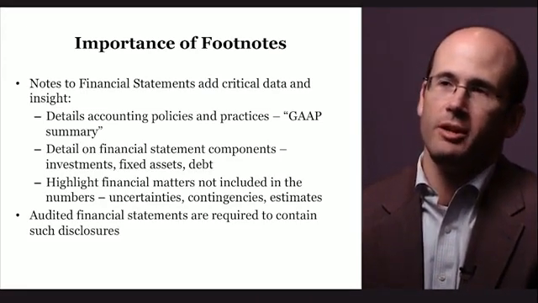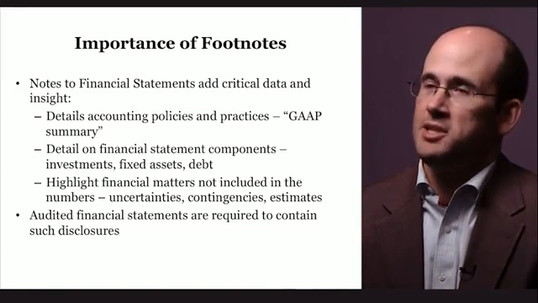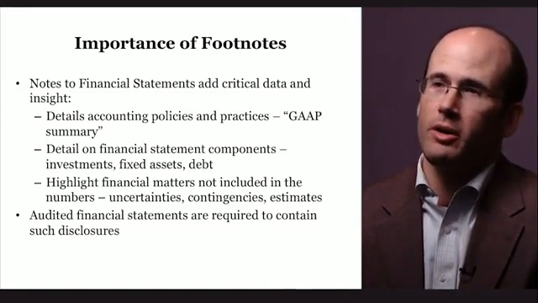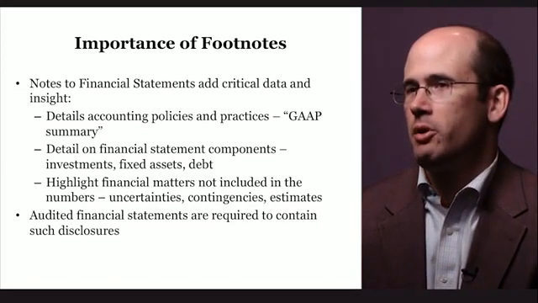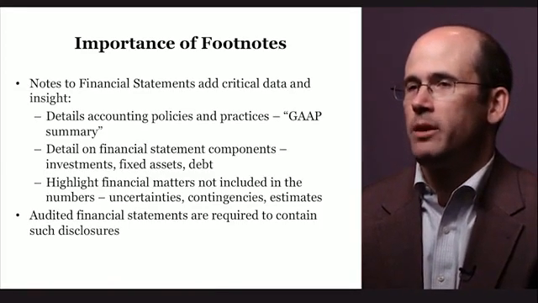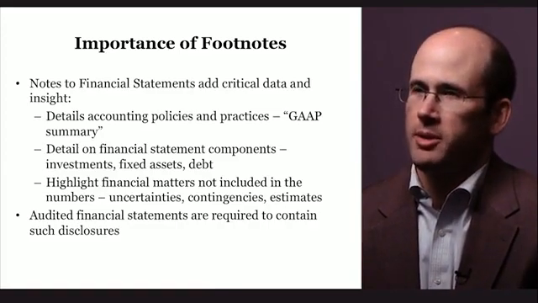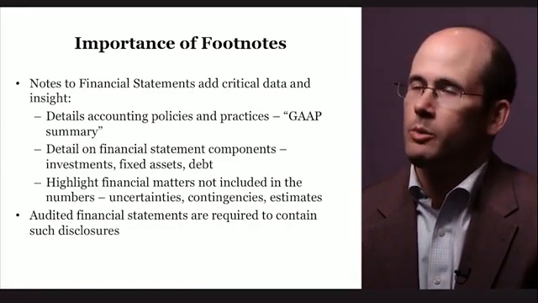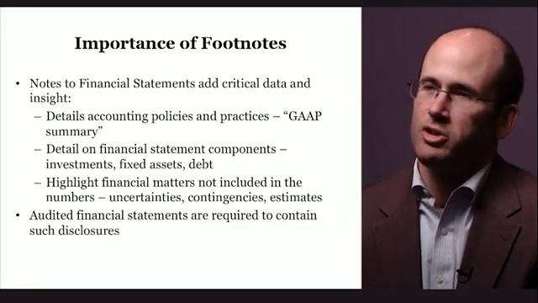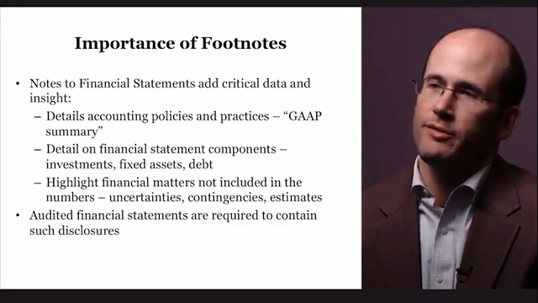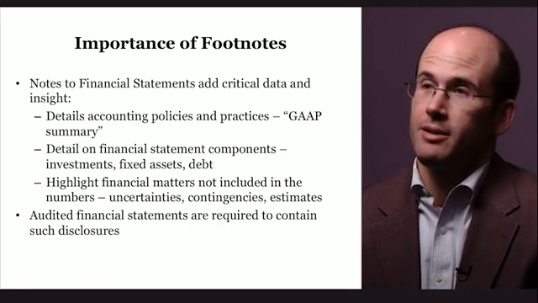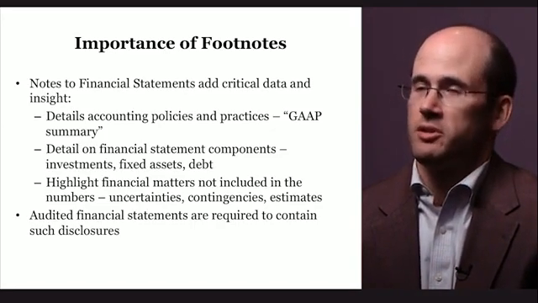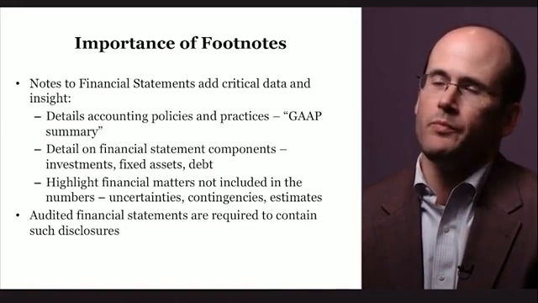What's going to be included in those footnotes? It's going to have detail on what accounting policies the organization follows. It's going to have detail on the financial statement components. So for example, if you have one line item on the financial statements that says fixed assets, well, within the footnotes, you'll have a detailed chart that says how much of those fixed assets may represent buildings versus land versus computers versus other asset categories.